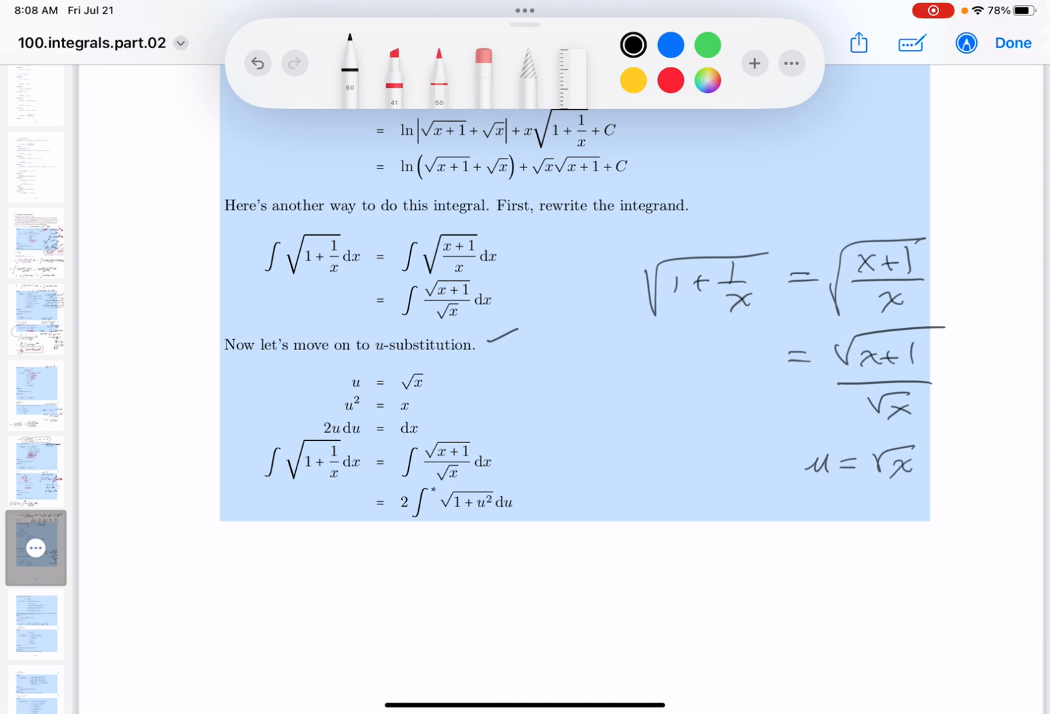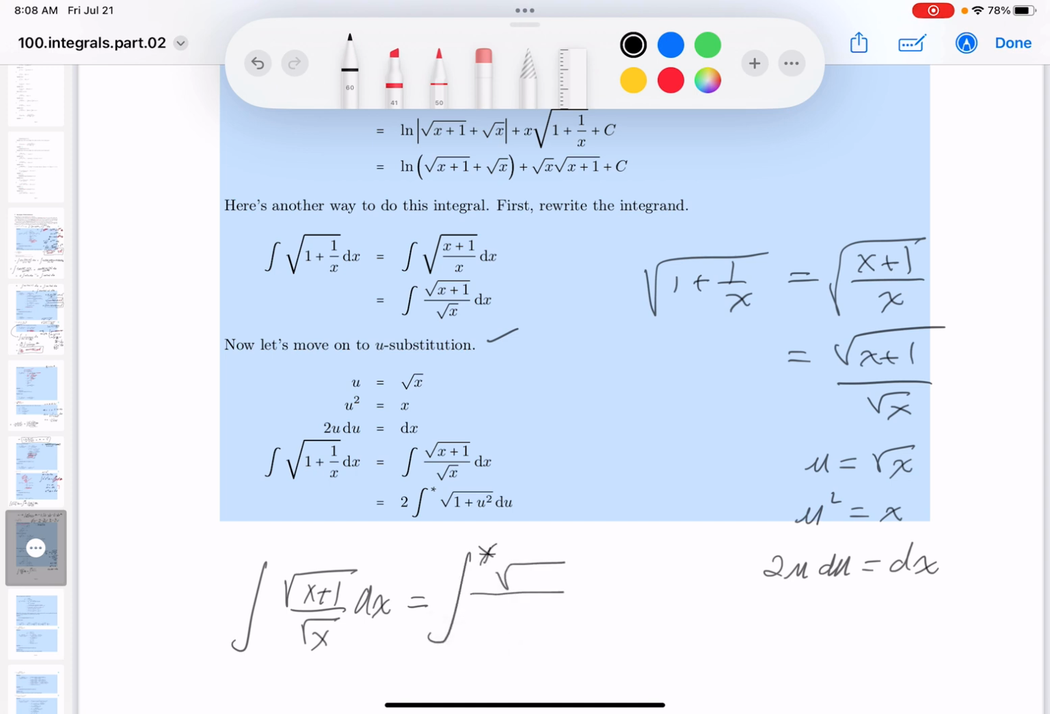I'd square both sides. You get u squared is equal to x. The du would be 2u du equals dx, and you make your substitution now. Let's go through that. And again, this integrand looks like this now. And let's write it down. And what do you get? Well, I'm making a substitution.